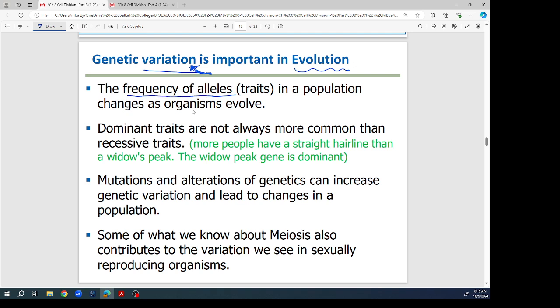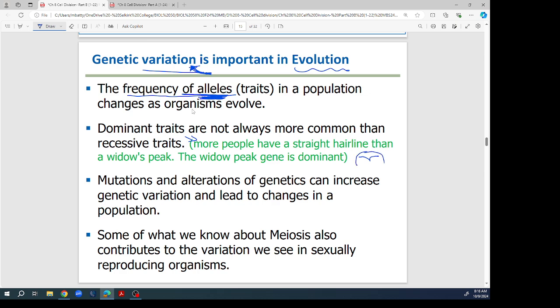So the frequency of alleles, the frequency of those traits, can change as a population evolves. And so not necessarily the expressed traits, but even the alleles that are coded in the population. So dominant traits are not always more common than recessive traits. As an example here, if you have a straight hairline, that's a recessive trait, but it's far more common than the dominant trait of the widow's peak.